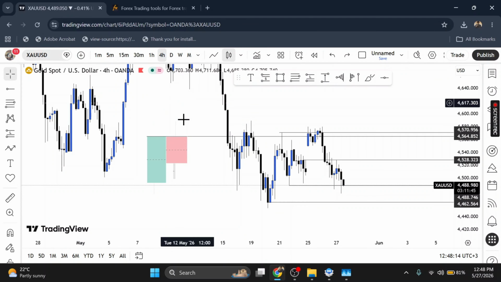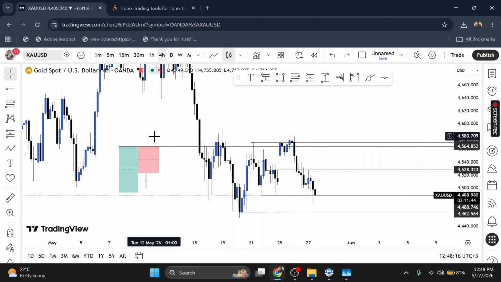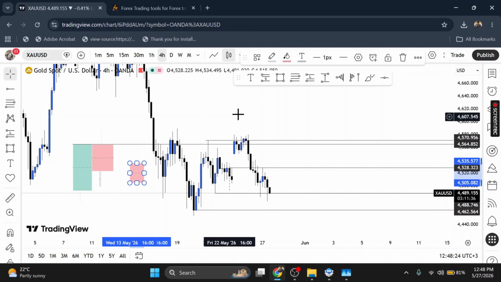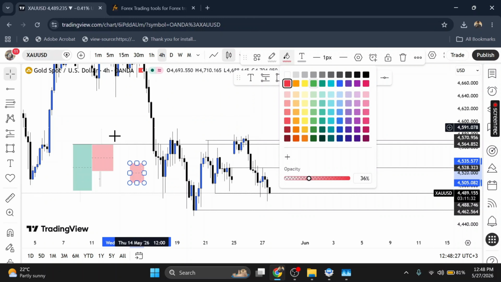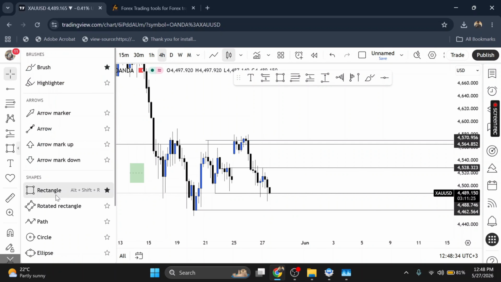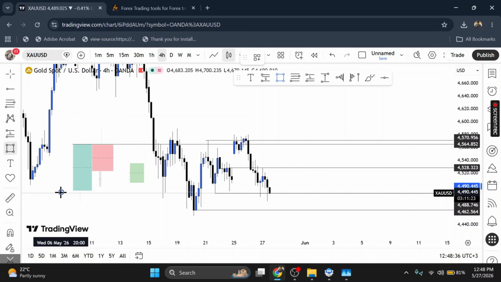So with all that, I talked about how a level will be fresh until it is wicked out by another candle in the week. So let's say something like this. That is a bearish candle, and that's a bullish candle with a long wick.